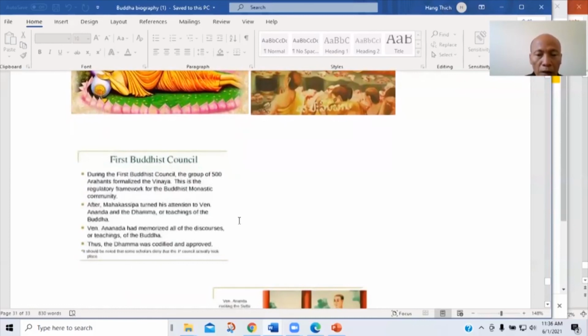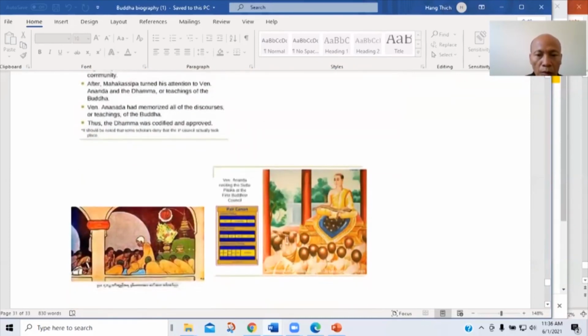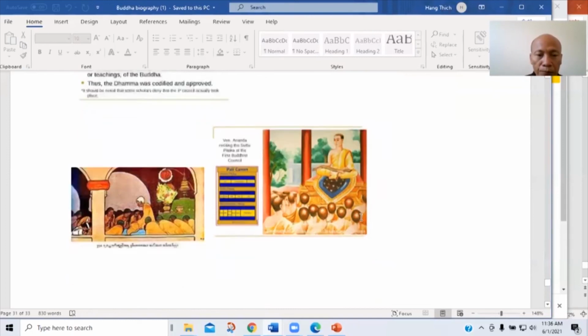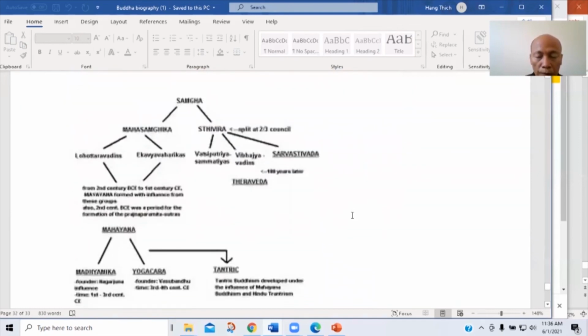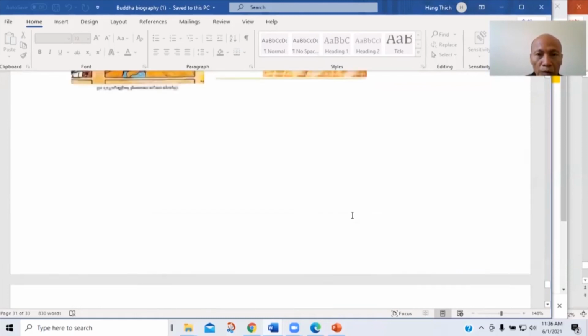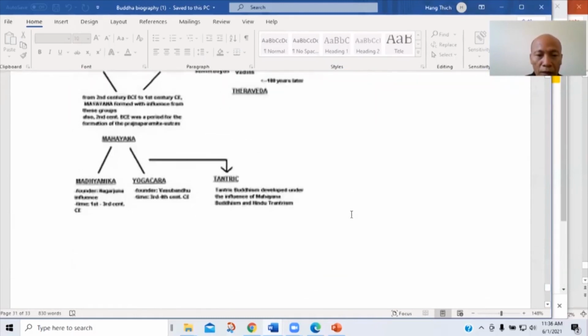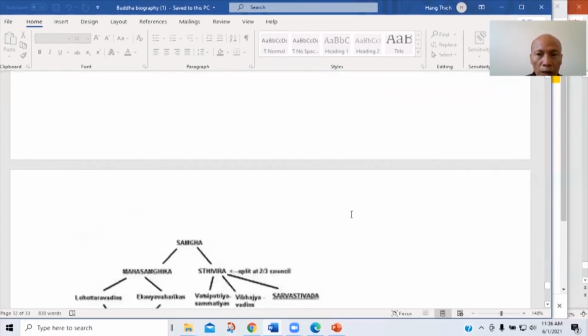And Upali, this was him here. This depicts how Venerable Ananda sat amongst those 500 arhats to recite the Buddha's teaching, and Venerable Upali recited the books of discipline for the monks to follow. And later on, they had divisions in Buddhism, 18 sets, and we will learn that later on.